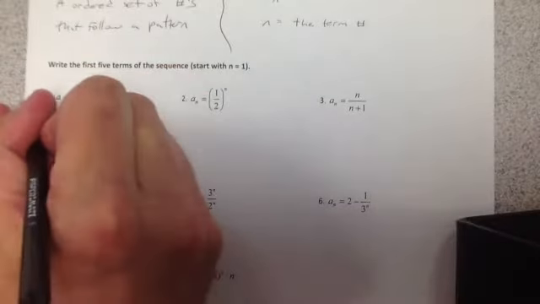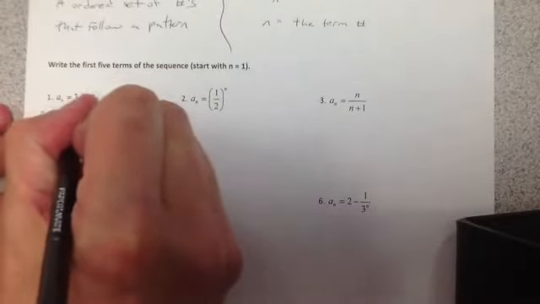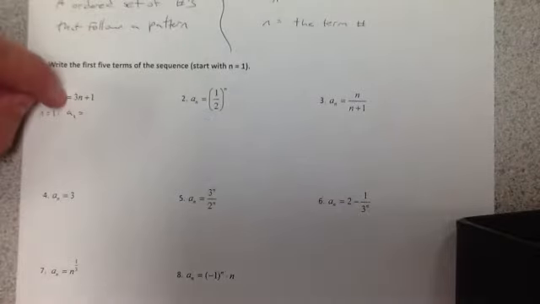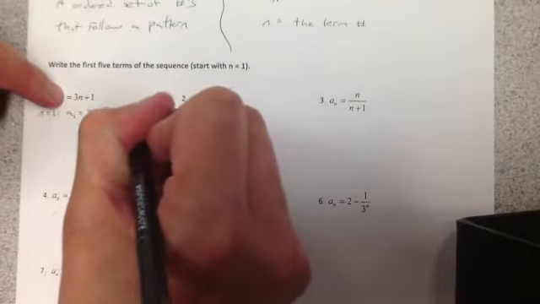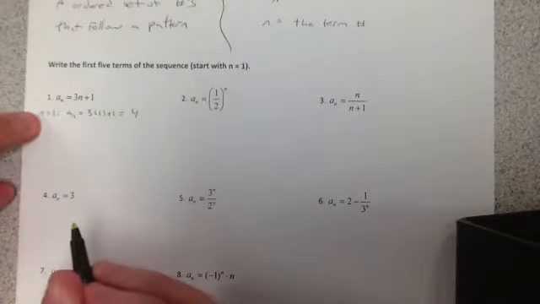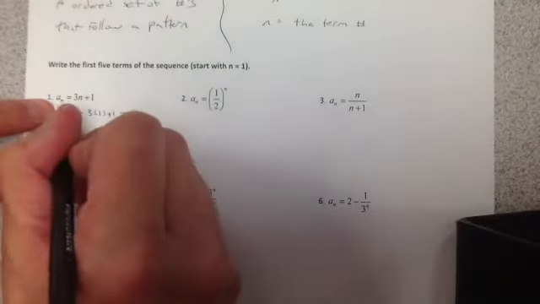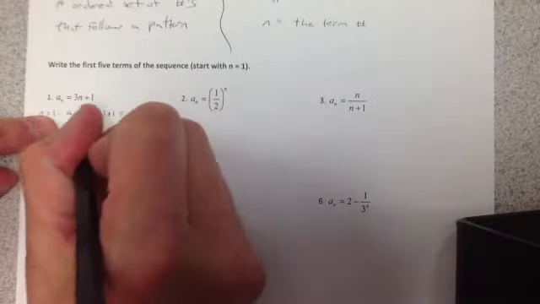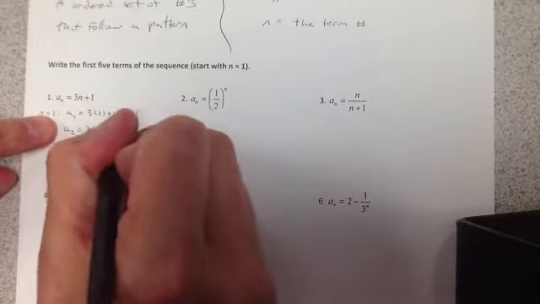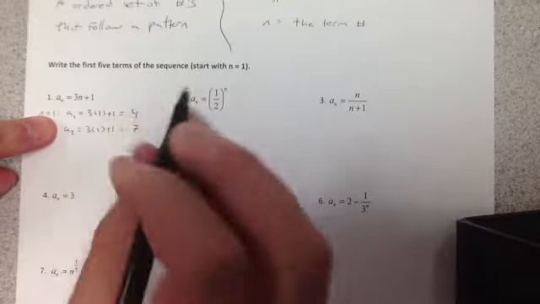So, if I let n equal 1, that's going to give me a sub 1. And if I just plug it in here, I get 3 times 1 plus 1, which is, of course, 4. Now, we don't have to write down the n equals every time. I want the first 5, so there's 1. Let n equal 2, we get 3 times 2 plus 1. And that's going to give us 7.